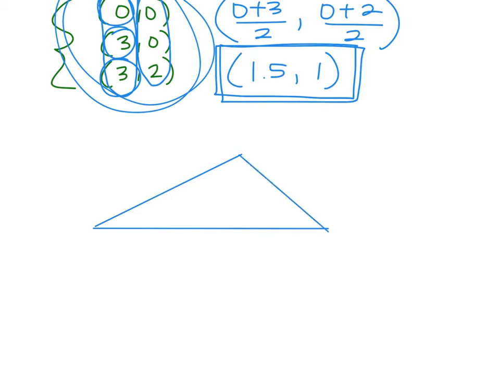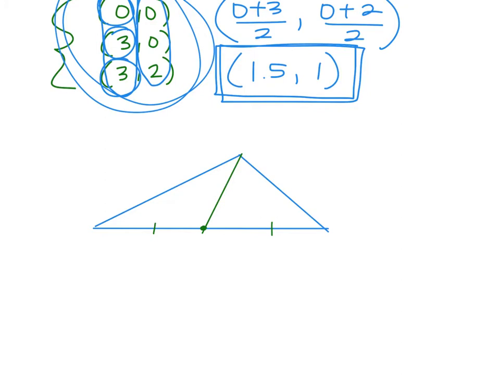Okay, if this is my triangle, and I find the midpoint of this side, so these are congruent, that's going to connect, for a centroid, to the opposite vertex. I'm going to connect to that as best I can anyway. There we go. Okay, so that's one median.